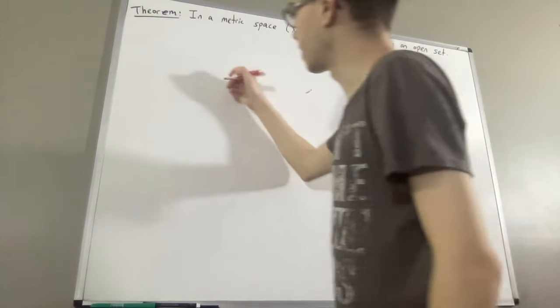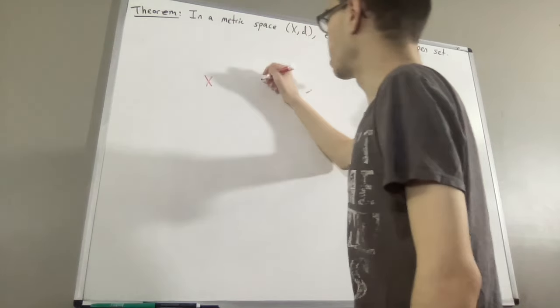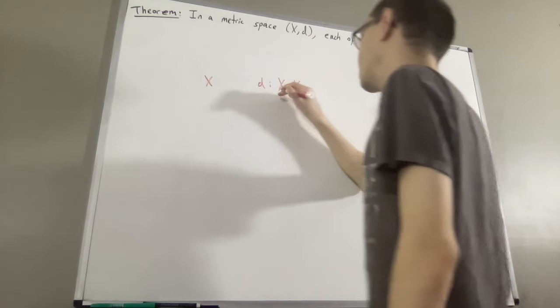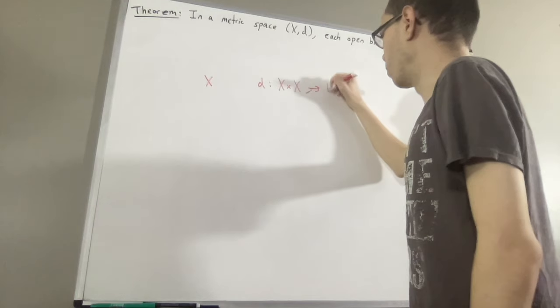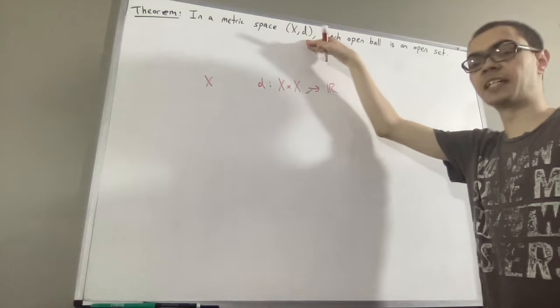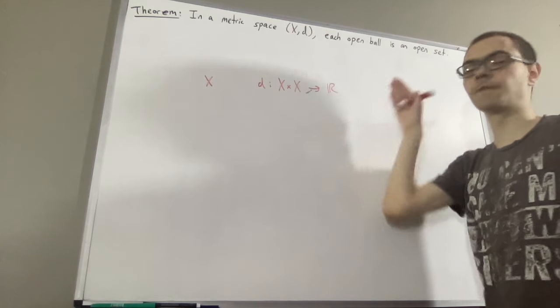Given a set X and a function d, which maps each ordered pair of elements in X to a real number, we say that the ordered pair (X, d) is a metric space if it satisfies the following conditions.